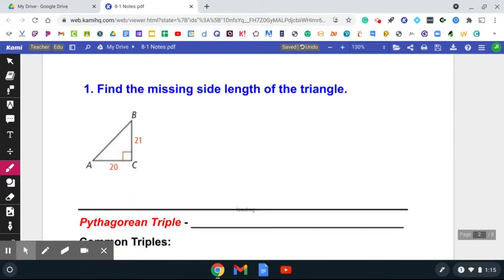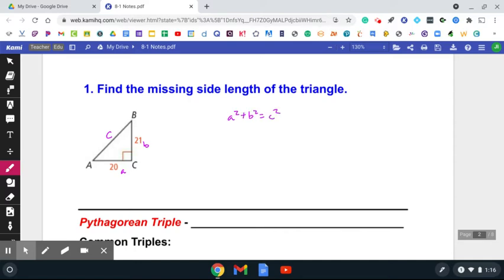Number 1 says, find the missing side length of the triangle. So looking at this, we are given a leg here and a leg here, because they're the sides making up the 90-degree angle. What we're missing is the hypotenuse. I'm going to go ahead and call that C. A and B can be switched around. And we'll throw it into A squared plus B squared equals C squared.